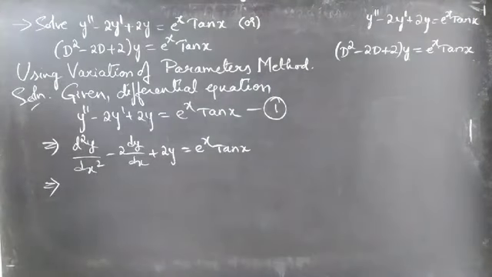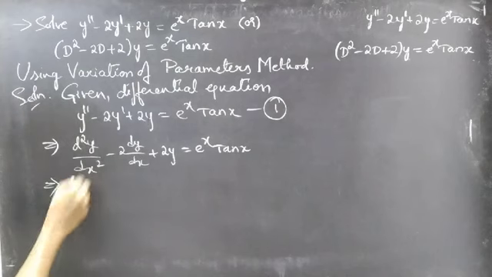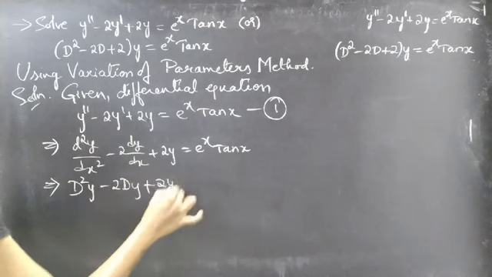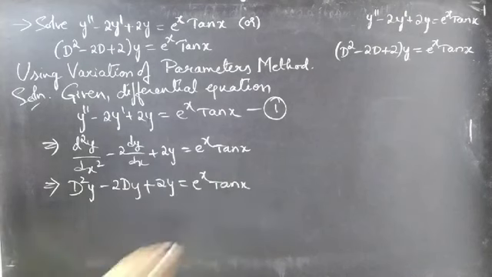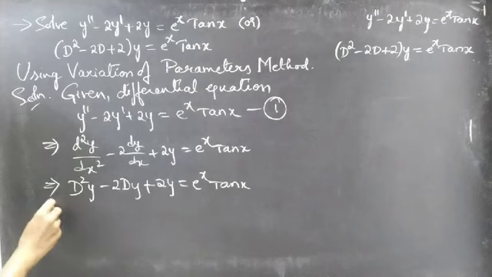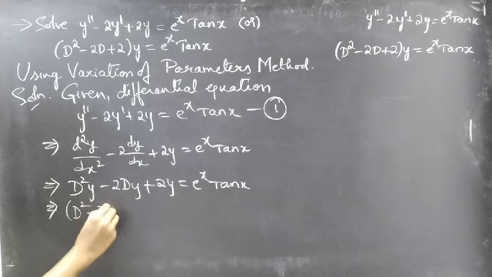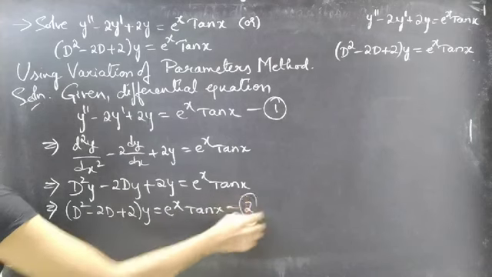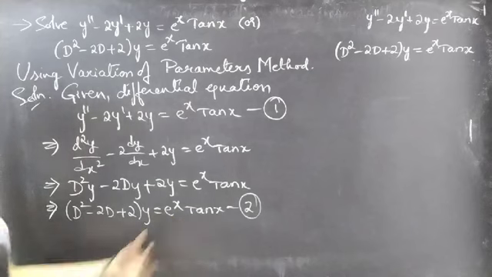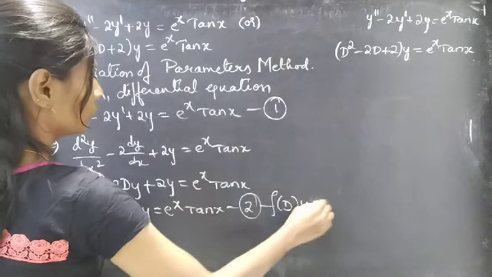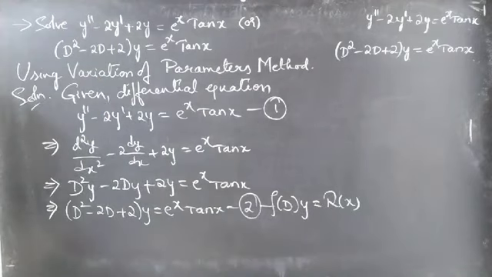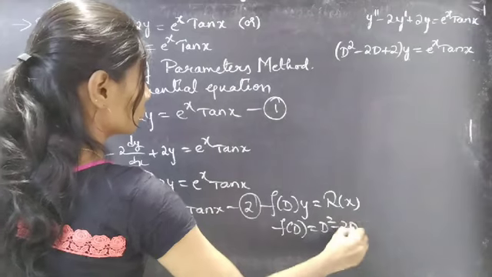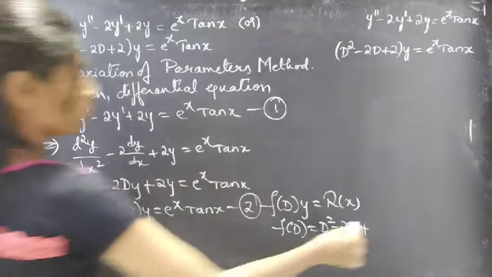Now let's use the differential operator capital D. We can write d square y by dx square as capital D square y, minus 2 into dy by dx as capital D y, plus 2y equal to e power x tan x. Okay, now take y common from all the terms of LHS, we'll get (D square minus 2D plus 2) into y equal to e power x tan x. Consider it as equation number 2, which is an operator form, say f of D into y equal to some function of x, where f of D is D square minus 2D plus 2.